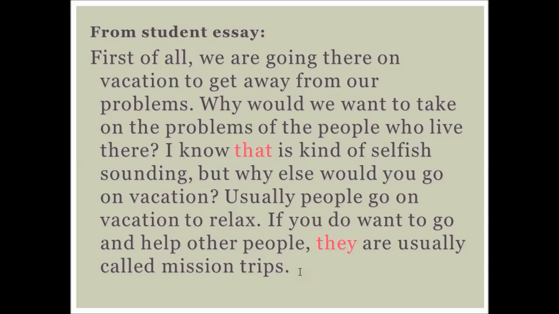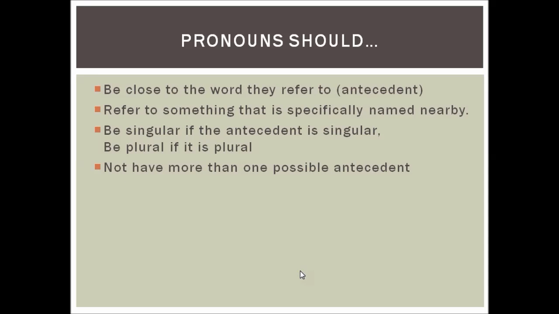Okay, so to sum up, we need a pronoun to be close to the word that it refers to. The term for the thing that a pronoun refers to is antecedent. So pronouns should be close to their antecedents. Their antecedent should be specifically named, not just implied, but actually named. The word should be in the sentence. If the antecedent is singular, the pronoun should be singular, and similarly if it's plural. And it shouldn't be confusing which possible antecedent it refers to. Does it refer to this word or does it refer to that word? We shouldn't have to guess. It should be very clear.